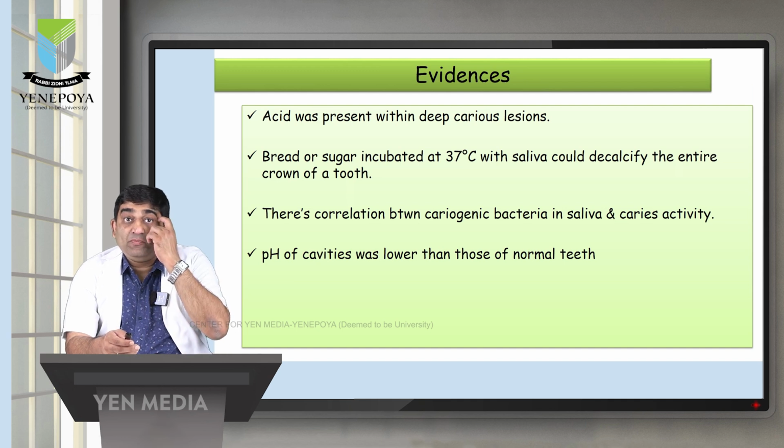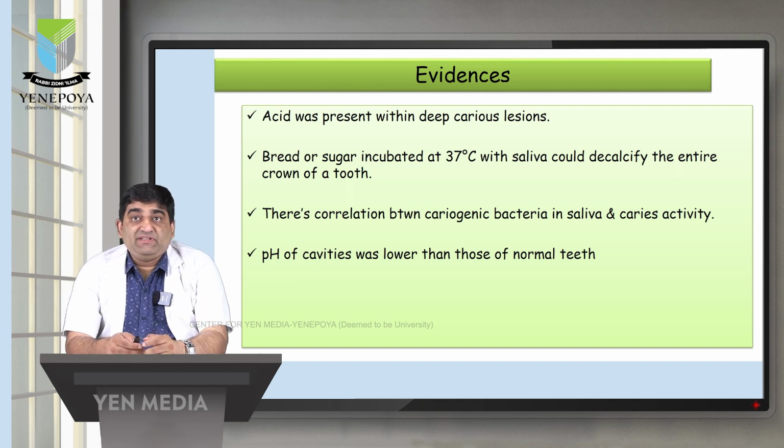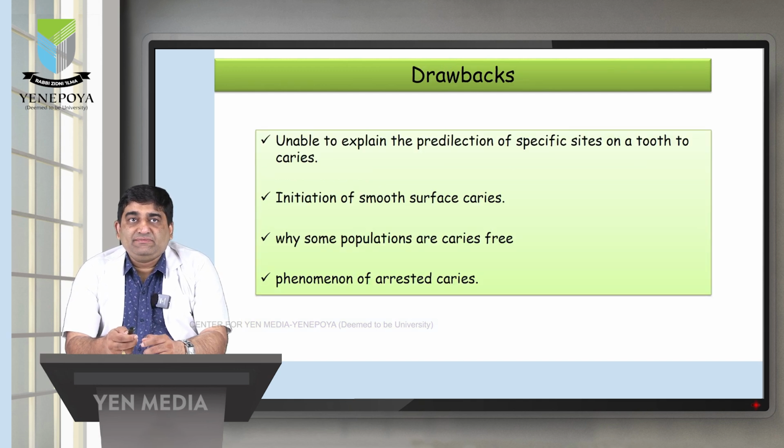The evidence for this theory is that acid was present within the deep carious lesion. Bread or sugar incubated at 37 degrees with saliva could decalcify the entire crown of a tooth. There is a correlation between cariogenic bacteria in the saliva and caries activity. The pH of cavities was lower than that of normal teeth.